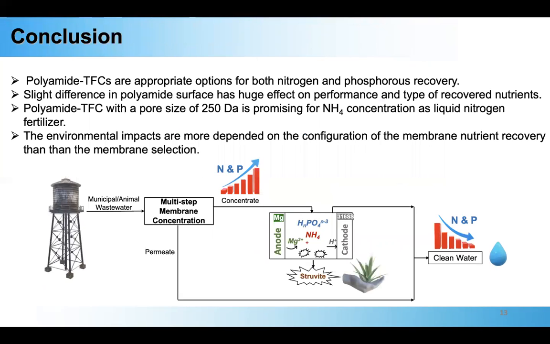So the conclusion here is that polyamide thin film composites are appropriate options for nutrient recovery. The slight difference in their surface has a huge impact on performance and the type of nutrient that they can recover. Polyamide thin film composite with a pore size of 250 Dalton is promising for ammonia concentration as liquid nitrogen fertilizer, and the environmental impacts are not dependent on the membrane selection, but dependent on the configuration.